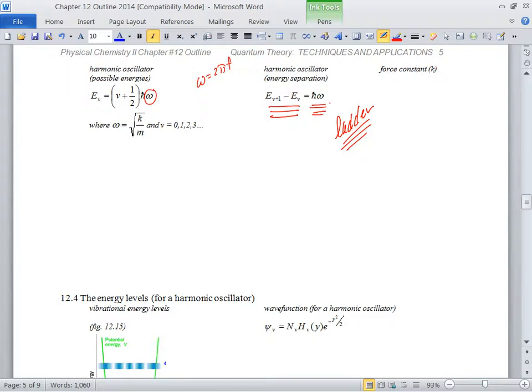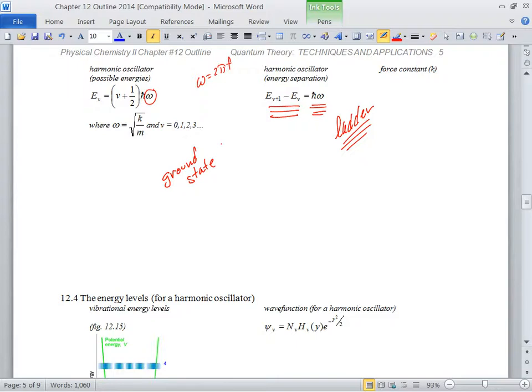We got all that. How about throwing in some terms? They say the word ground state in a homework question, or I say the ground state of a harmonic oscillator. That just means V equals 0. They say ground state because that's how they're counting their states. V equals 0, 1, 2, 3.